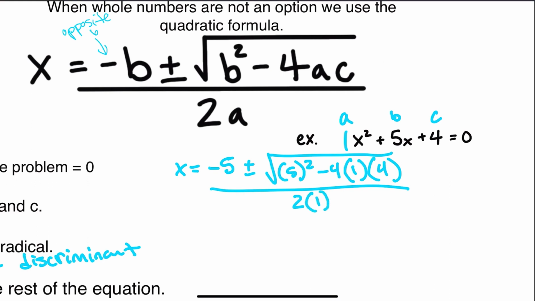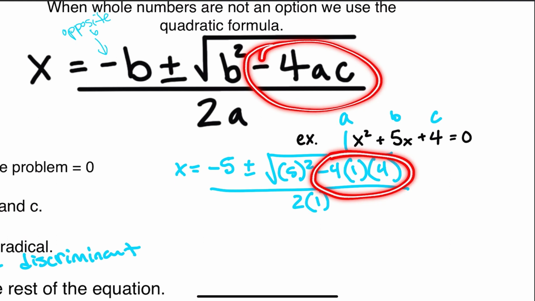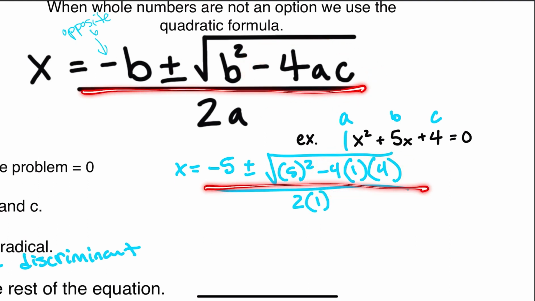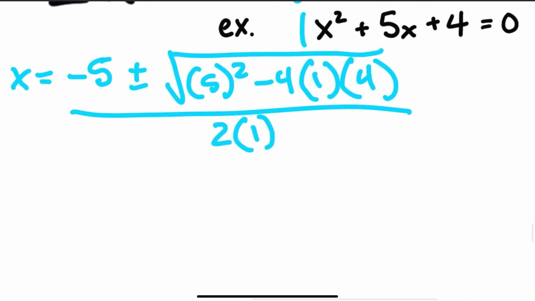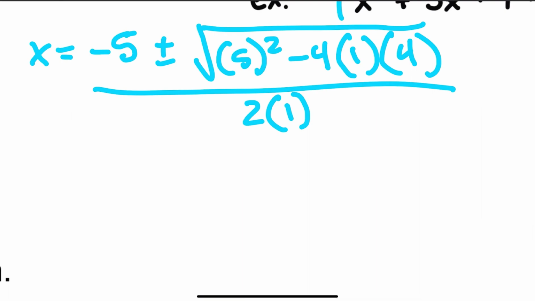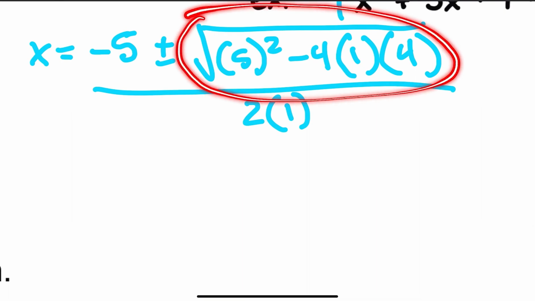So again, like I said during the discriminant, you need to double check your work. Negative B. Got it. Sorry. Negative B was right here. Plus or minus square root b squared, negative 4 times a times c, giant fraction over 2 times a. Got it. Okay. Once we have that down, then we can start simplifying the radical or finding our discriminant.